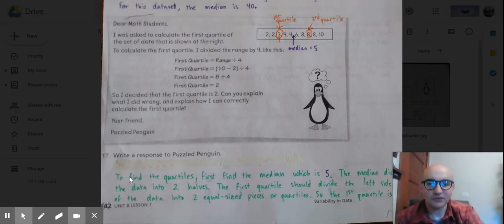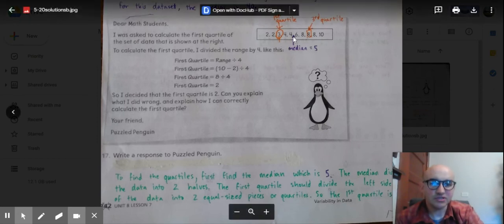The way we find the first quartile, we find the median, which is right here in between 4 and 6, and we know that number is 5. So the median is 5, and it divides the data into a left half and a right half. For the first quartile, I'm going to visually look and think what number would divide the left side into two equal-sized portions. In this case, it's the value 3, because it divides this left side into two numbers, 2 and 2, and this right side into two numbers, 4 and 4.